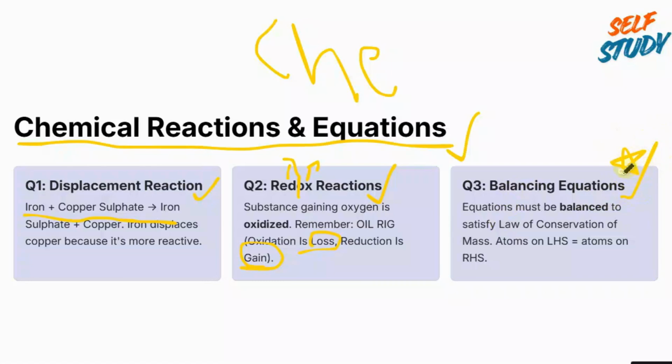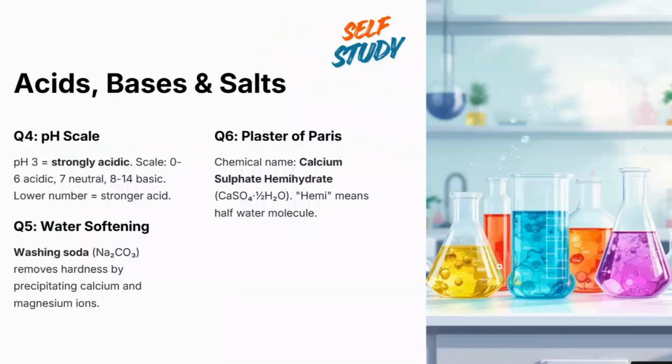Next, balancing equations. One of the most important concepts from this topic is balancing. An MCQ is confirmed from this balancing equation. Why do we want to balance? To satisfy the law of conservation of mass, which means atoms on the LHS equal the atoms on the RHS. To satisfy this, we need to balance the equation.